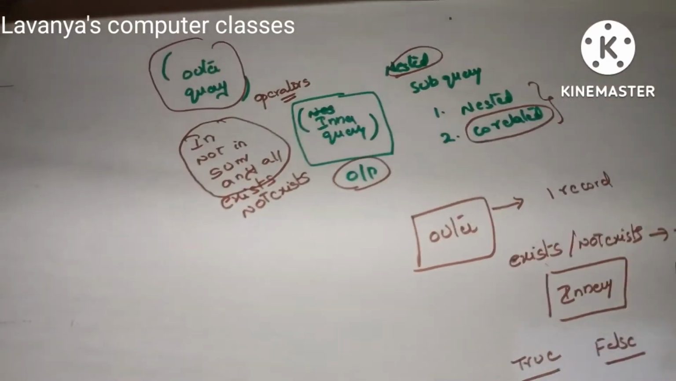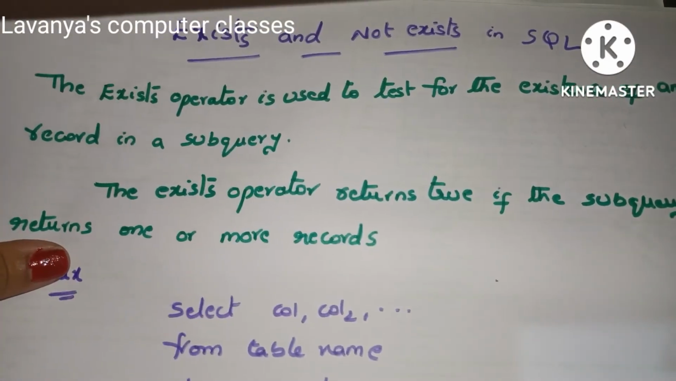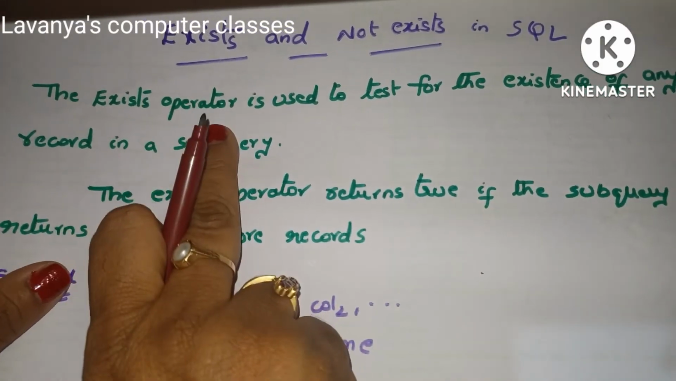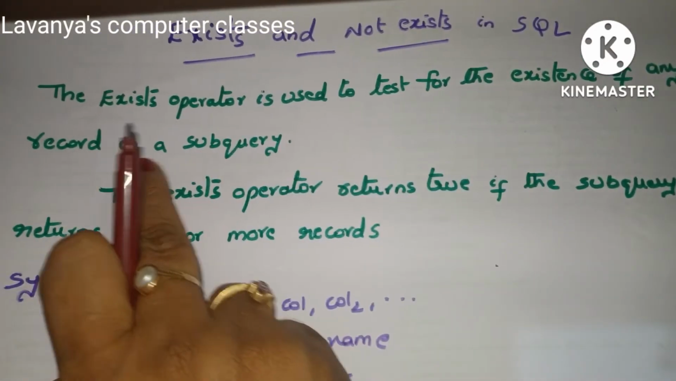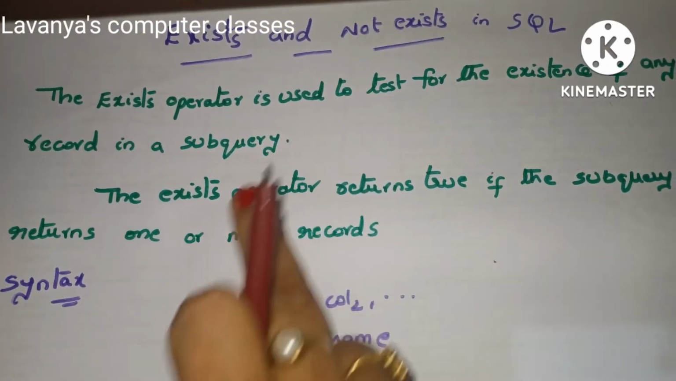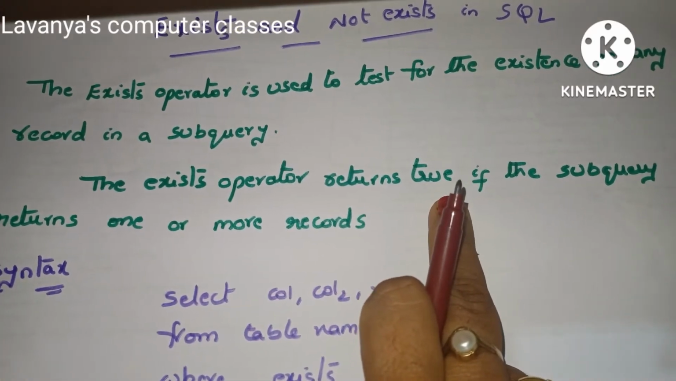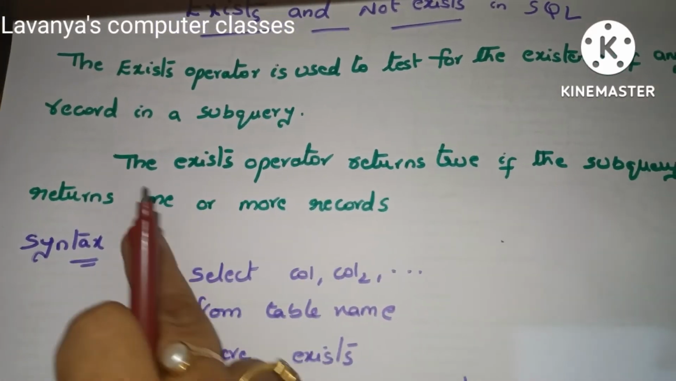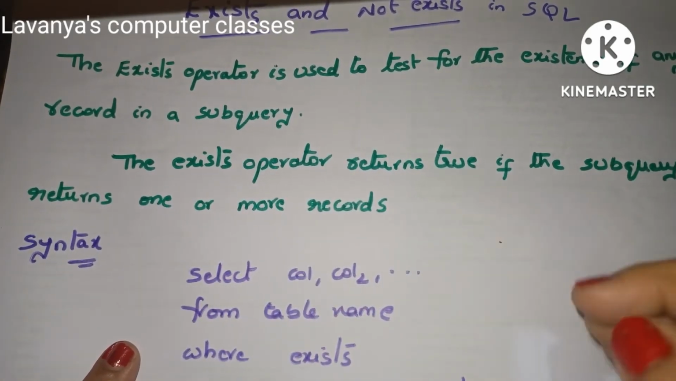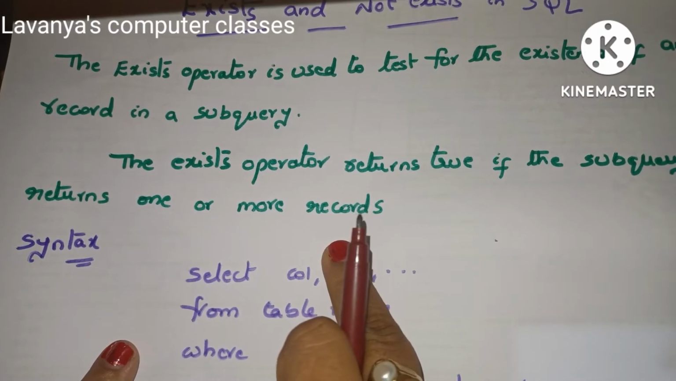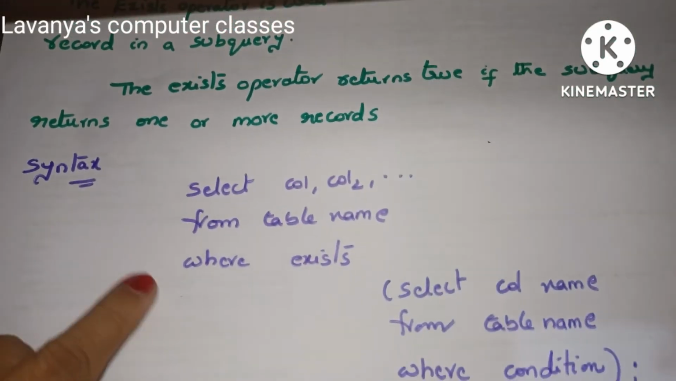Now I will give the explanation with the definition and the syntax. EXISTS is an operator. It is used to test for the existence of any record in a subquery. It returns either true or false. It gives true if the subquery returns one or more records. If the inner query, the subquery, gives any value, then it gives true; otherwise it gives false.